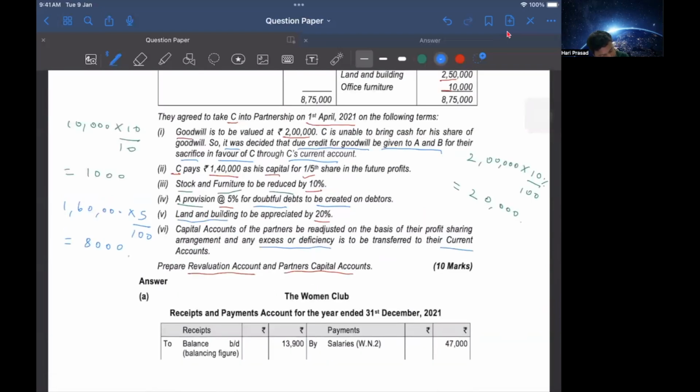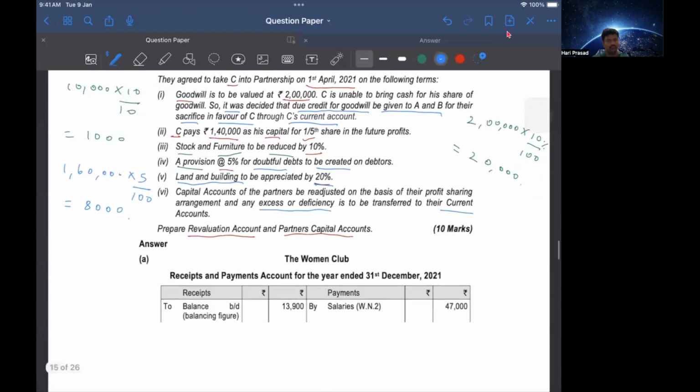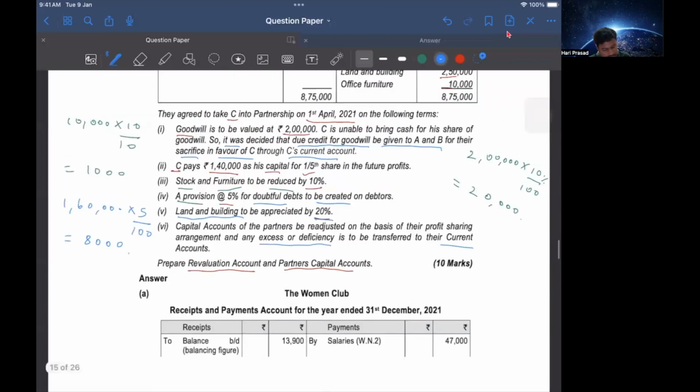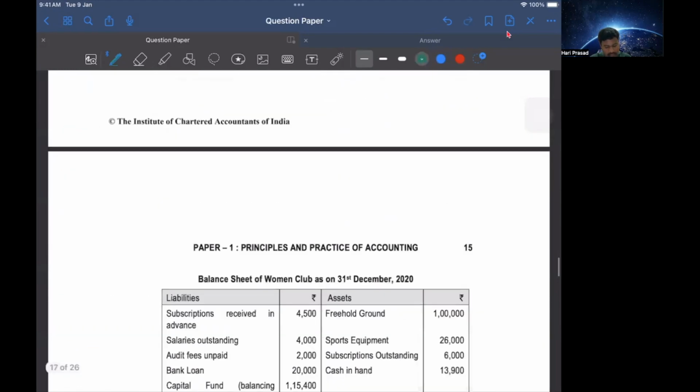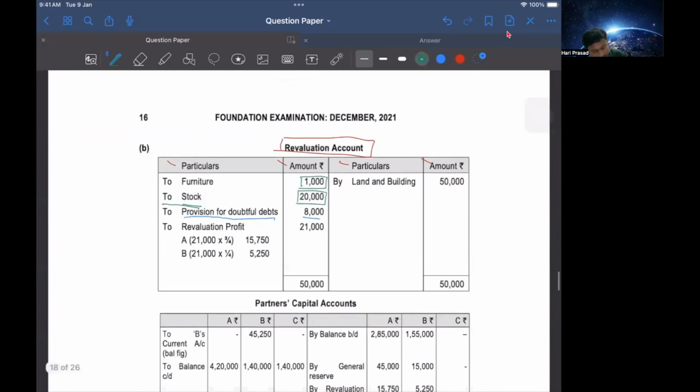Land and building to be appreciated by 20%. If the asset value increases, it is a profit. Then we have to credit the revaluation account. What is the amount? Land and building is 2,50,000 into 20 by 100, which equals 50,000. In the revaluation account, 50,000 is credited for land and building.